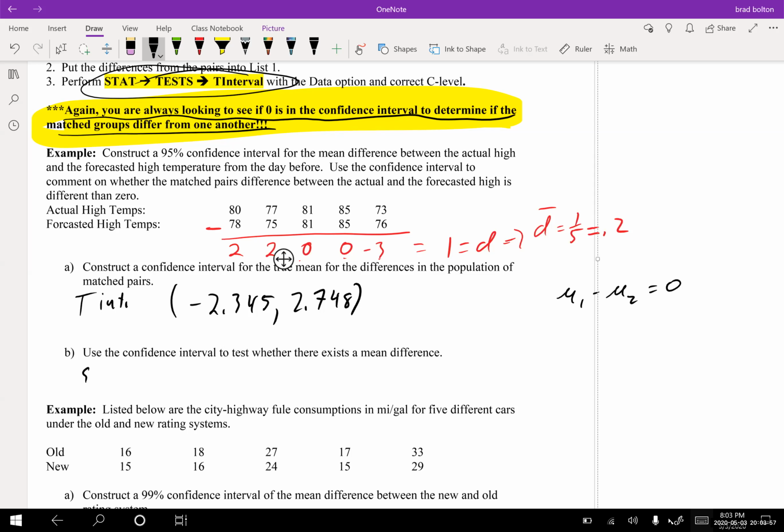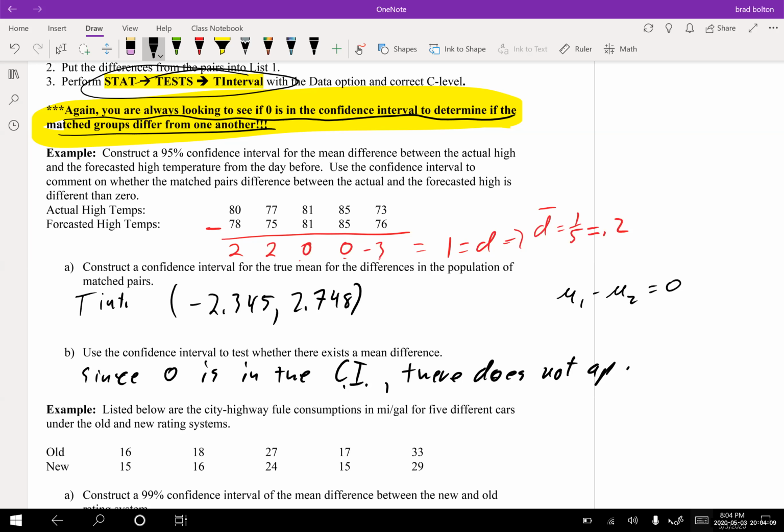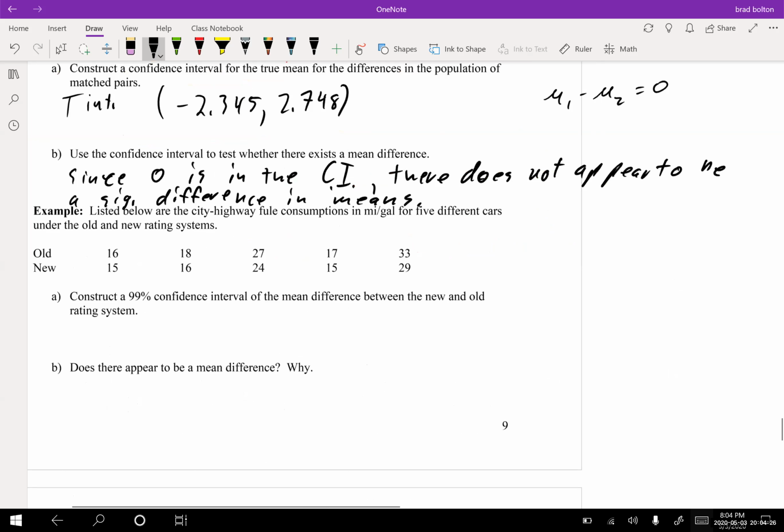So since 0 is in the confidence interval, there does not appear to be a significant difference in means, okay? Now, once again, this is because we were using matched pairs, right? We were able to do that.